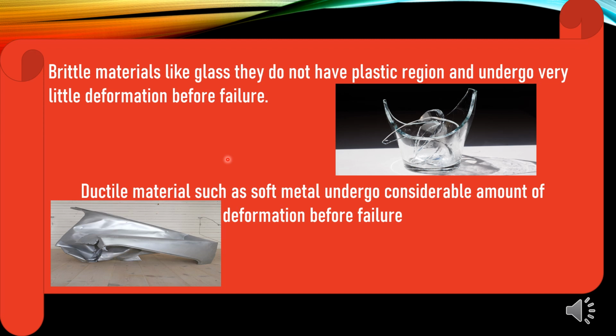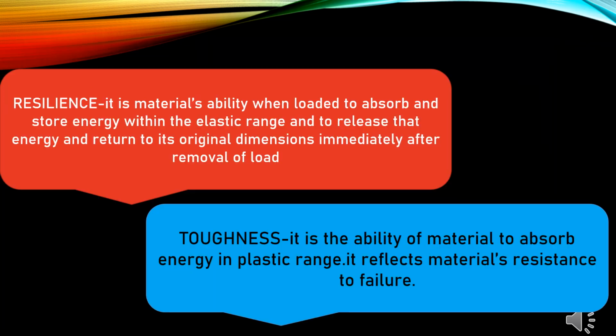So let us see the practical application of this graph. For example, in our day-to-day activities, we have brittle materials like glass. They do not have a plastic region and they will undergo little deformation before the failure and hence they break. But if we talk about ductile materials, they have a considerable amount of deformation before they go into failure, hence they do not break easily.